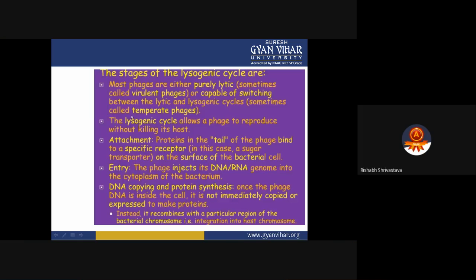DNA copying and protein synthesis. Once the phage DNA is inside the cell, it is not immediately copied or expressed to make proteins. Instead, it recombines with a particular region of the bacterial chromosome. That is, it is integrated into the host chromosome.